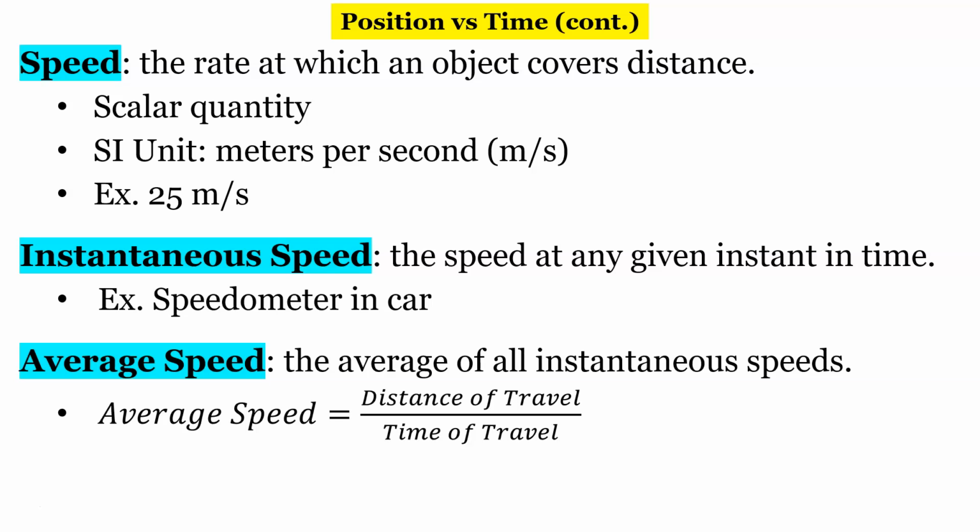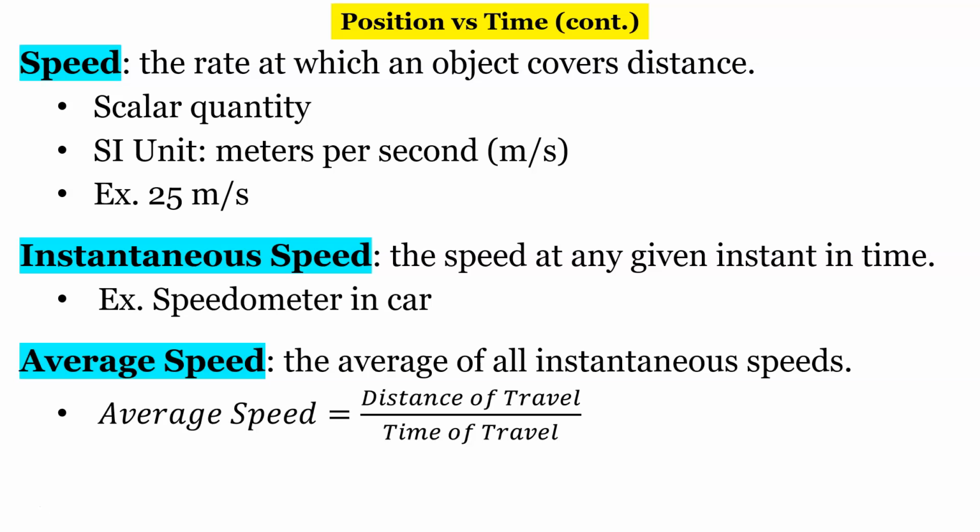The units that we use are meters per second, and an example of a speed would be 25 meters per second. Now, when you're driving your car, you've got a speedometer. It tells you how fast you're going. So the instantaneous speed is the speed at any given instant in time. Your speedometer is telling you how fast you're going in your car at that moment.